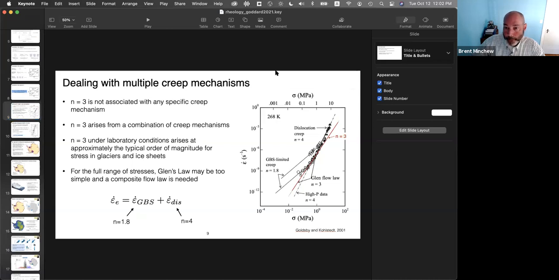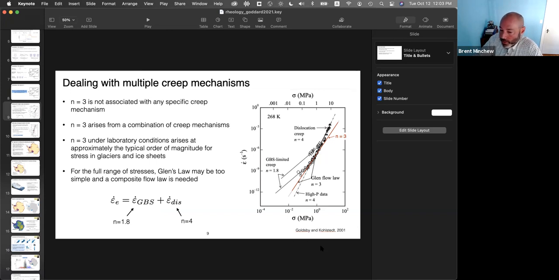So here we go. Basically the argument is that we infer n equals 4, which is associated with dislocation creep, in the extensional areas of the ice shelves, which Olga correctly points out have stresses that are low relative to the shear margins themselves.